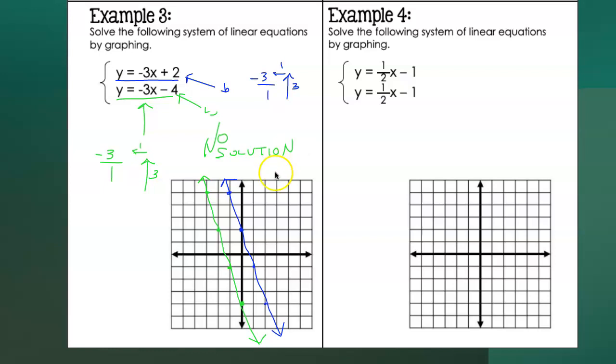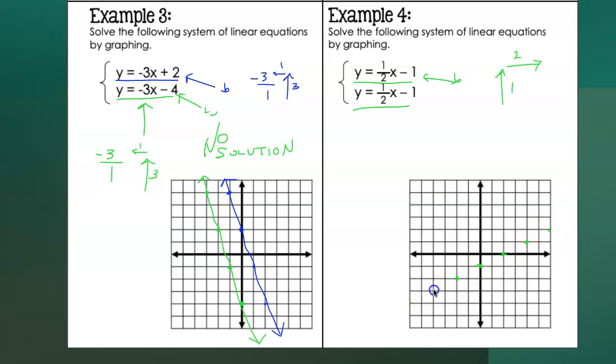All right, last one for our foldable here. So we have example 4, y equals 1/2 x minus 1 and y equals 1/2 x minus 1. So we have the same line twice, okay? Knowing we have the same line twice, we know if we graph it twice by starting at this y-intercept of -1 and then rising 1 and running 2 to the right with my positive slope, I'd be graphing the same line, one on top of the other, okay?